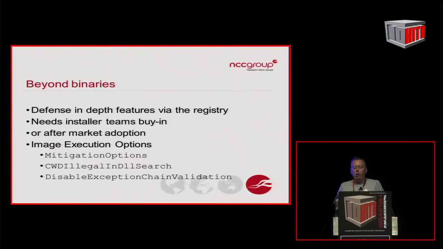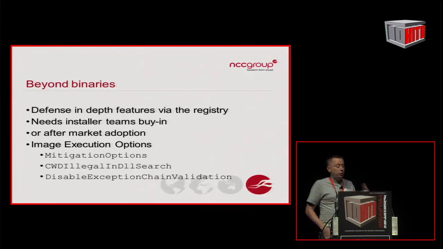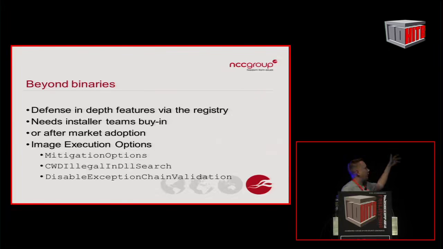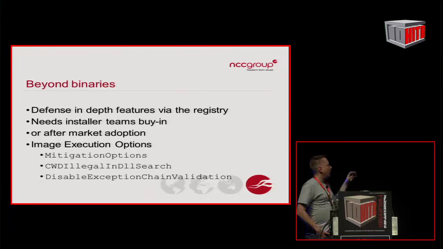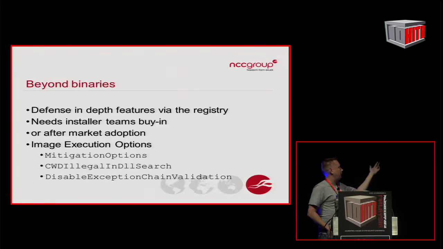If we move beyond the binaries, we then also have to start looking in the registry if we want to deploy some of these defenses, or check for their existence. There are 3 in the Image File Execution Options registry key. There you create a subkey, which is the name of the binary, and then there are 3. So CWDIllegalInDllSearch mitigates DLL planting.